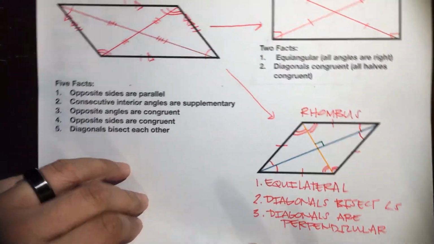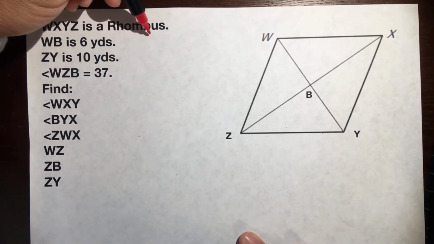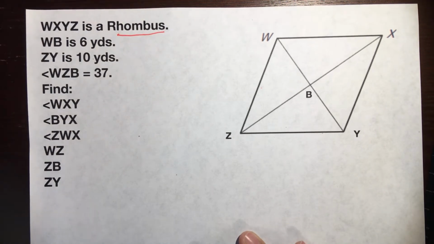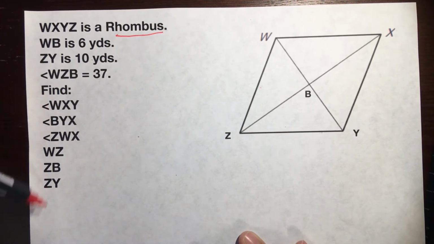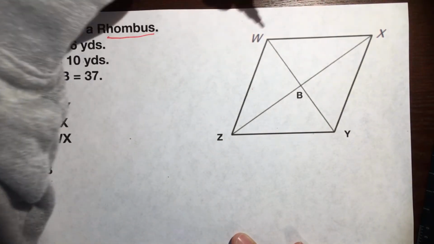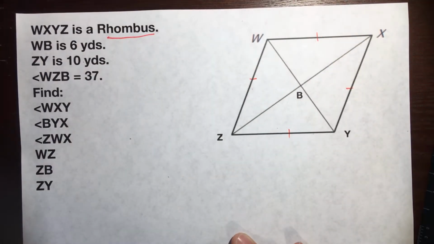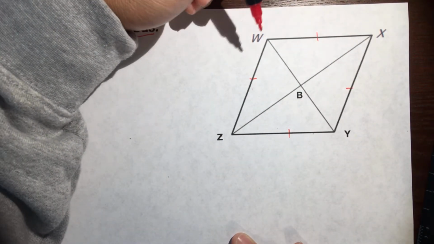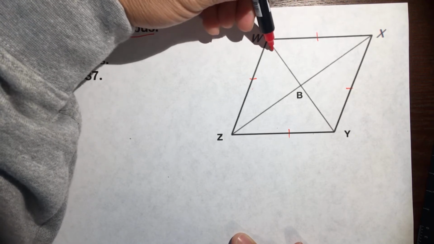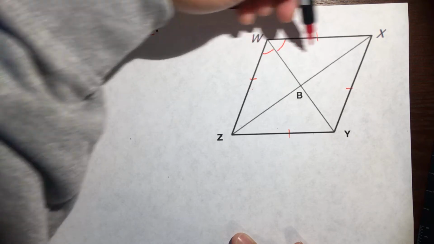All right, so let's do an example. Here is a rhombus. W, X, Y, Z is a rhombus. I'm going to take my red pen. So let's just focus on this part before reading all this other stuff. This is a lot of problems right here. 1, 2, 3, 4, 5, 6. So let's just focus on the rhombus. First off, we know that it's equilateral. So I'm going to put a tick mark, tick mark, tick mark, tick mark. We also know that the opposite angles are all congruent, and they're also bisected. So I'm going to put an arc and an arc.